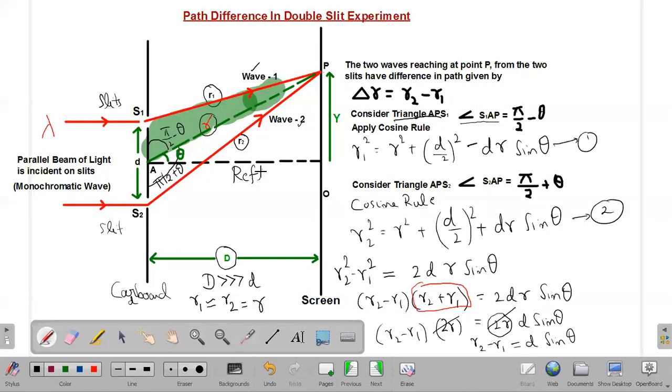So this is the reference line, and from that reference line at angle theta, if you consider a point P on the screen, that point P has a path difference between the waves coming from slit 1 and slit 2, and that path difference is approximated as d into sine of theta. It was the subjective approach. It was a complete descriptive approach to find out the path difference.